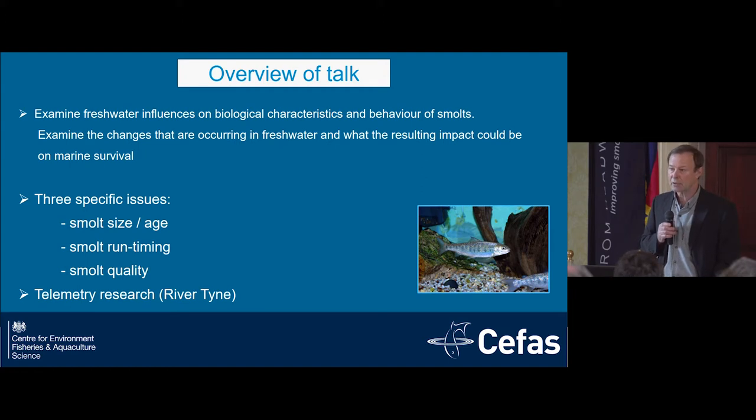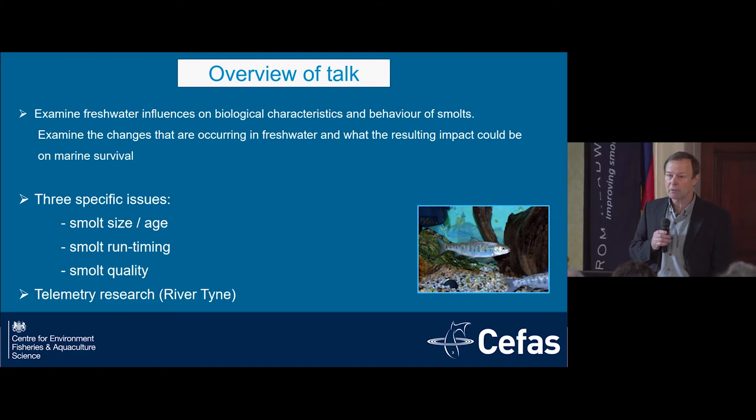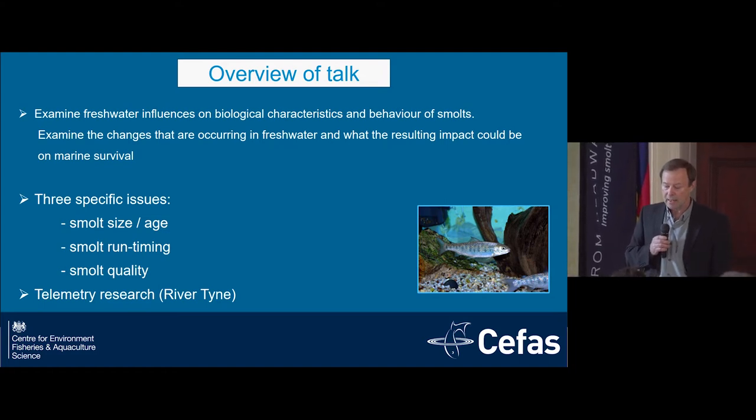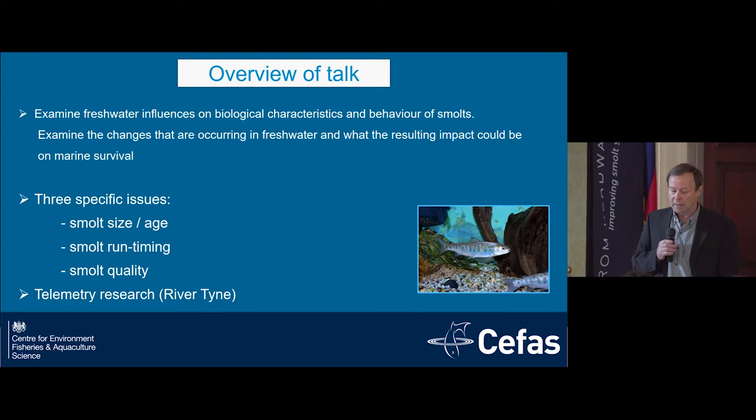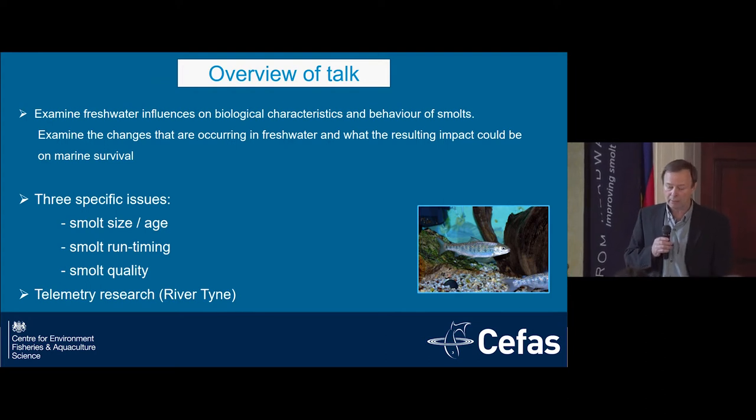The three specific issues I want to touch upon today are the impact on smolt size and age, the impact on smolt run timing, and also on smolt quality. And then finally, I want to end the talk by saying a few words about a quite large telemetry program that we've carried out on the River Tyne, where a lot of the work that I'm going to talk about shows that the freshwater influence really does affect the behaviour and survival of emigrating smolts.